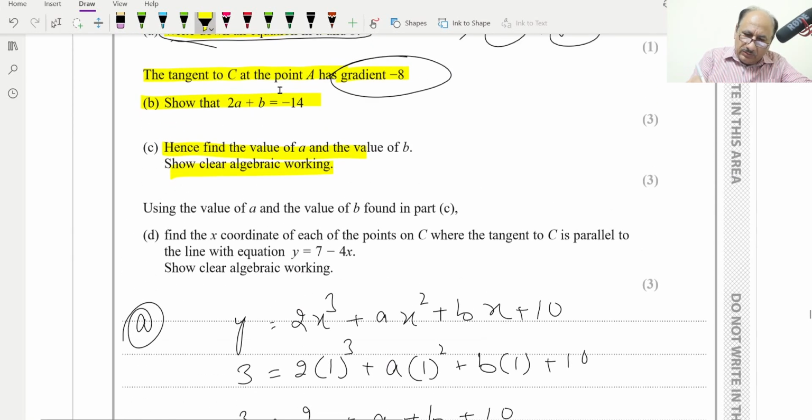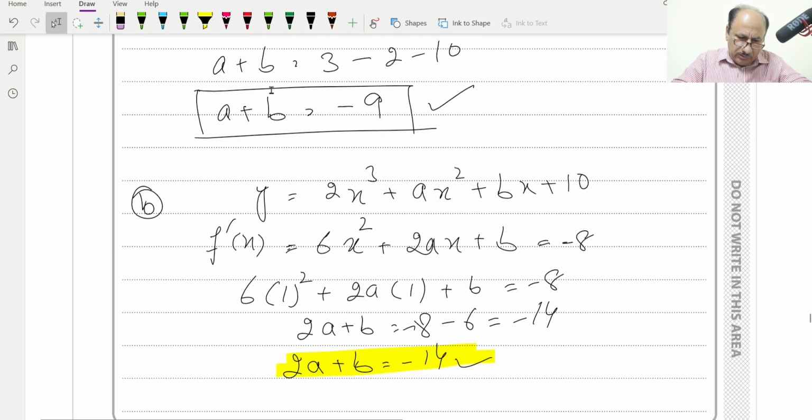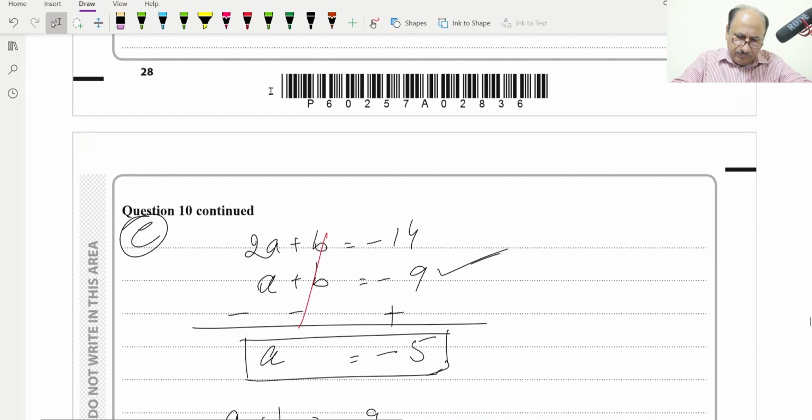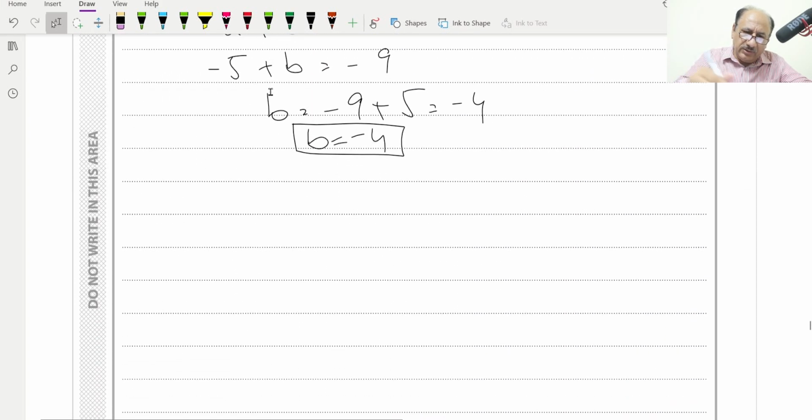Using this one, part C, basically C part is done. Now we are moving to D part. Use the value of A and B. So this was our C part. Now we'll be doing D part, and I will write here D part.